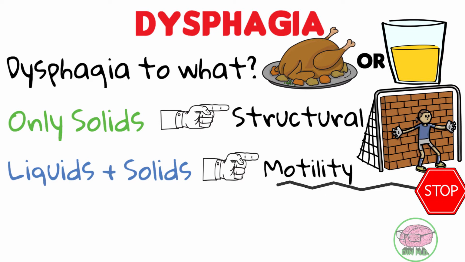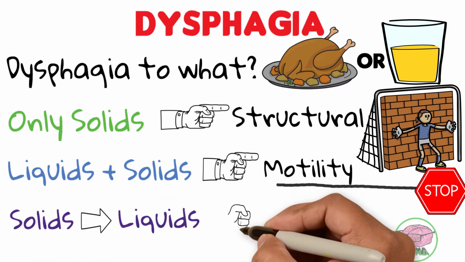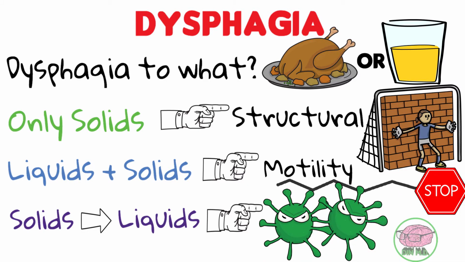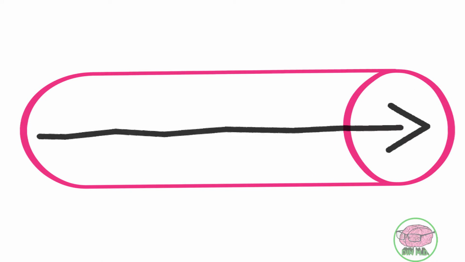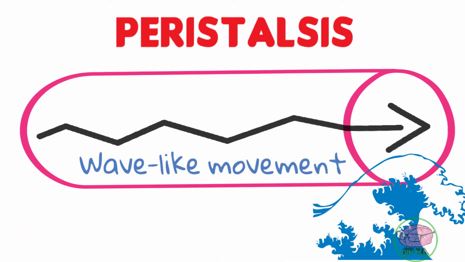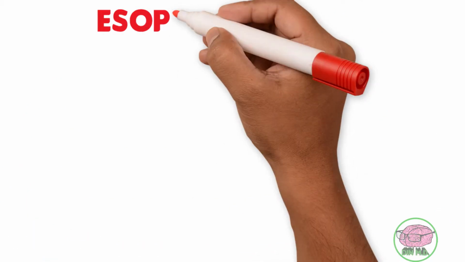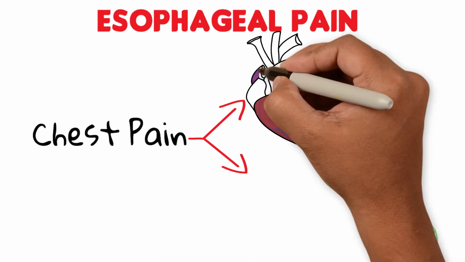Progressive dysphagia, meaning initially to solids and then progresses to liquids, usually indicates a growth. It can be a cancer that is obstructing the esophagus. The movement of the esophagus or the rest of the gastrointestinal tract is called peristalsis, that is a wave-like movement that propels food forward.